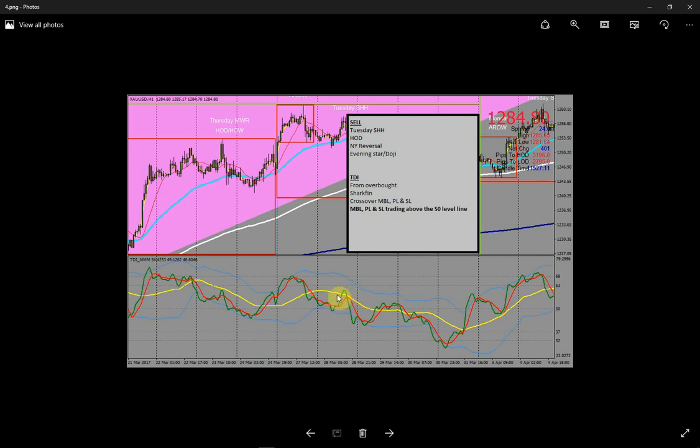This market baseline is very important. This MBL, this yellow line. So after that, you get another crossover between the price and signal line. You re-enter again because you took another position here. You re-enter again here. Understand?